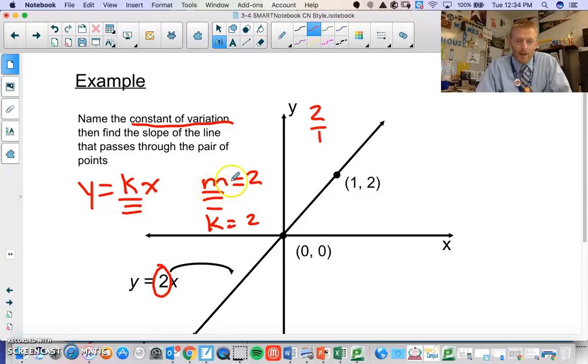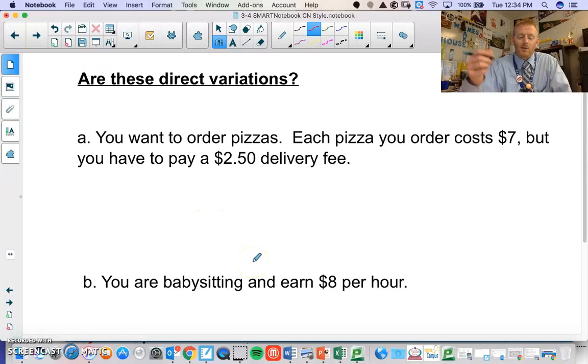And we find out that m is also a 2 due to that y2 minus y1 over x2 minus x1 stuff. All of these things mean the exact same thing. We're talking about slope, constant of variation, and k, all meaning the same thing. It's how steep the line goes up.